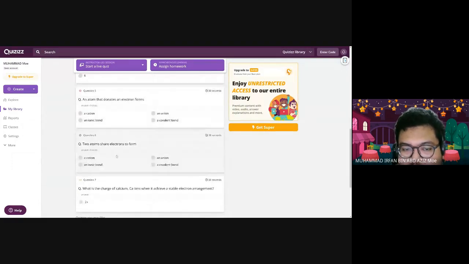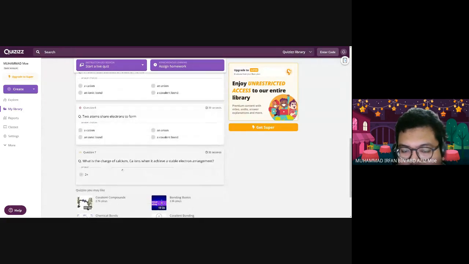Question 6. Two atoms share electrons to form a covalent bond. 10 correct, 5 incorrect. Whenever you see the word share, the answer is a covalent bond.